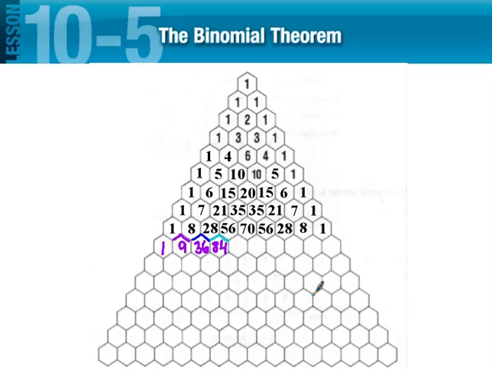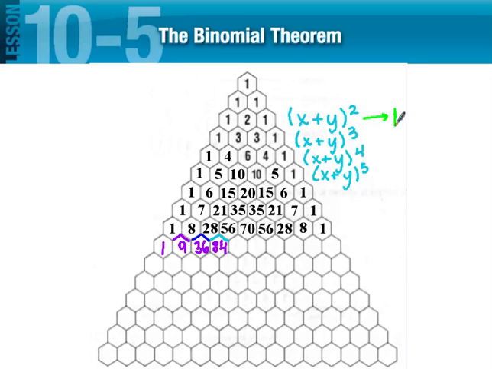If you notice, we've got 1, 1; 1, 2, 1; 1, 3, 3, 1. These are familiar because they are the coefficients for (x + y) squared, (x + y) cubed, (x + y) to the 4th, (x + y) to the 5th, and so on. Those tell you what each of the coefficients will be, because if I FOIL out (x + y) squared, that would be 1x squared plus 2xy plus 1y squared. That's where the 1, 2, 1 comes from.